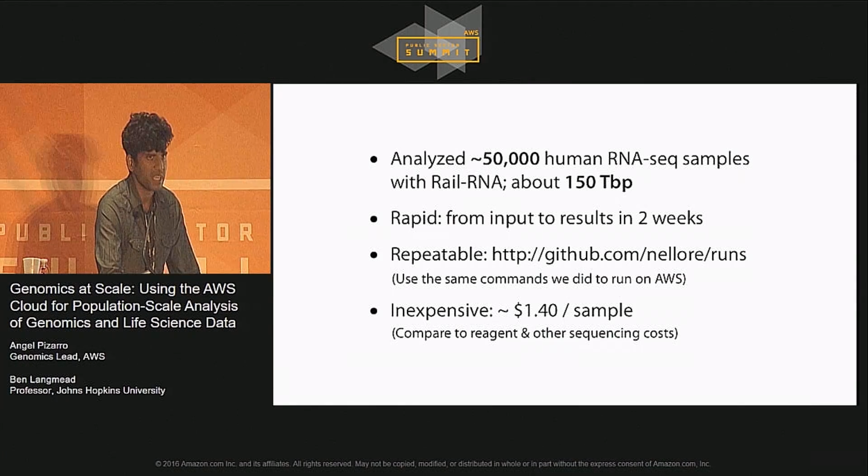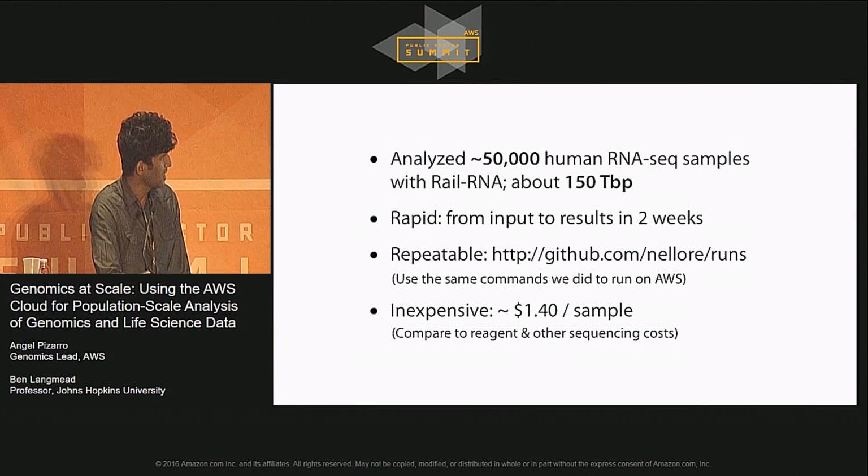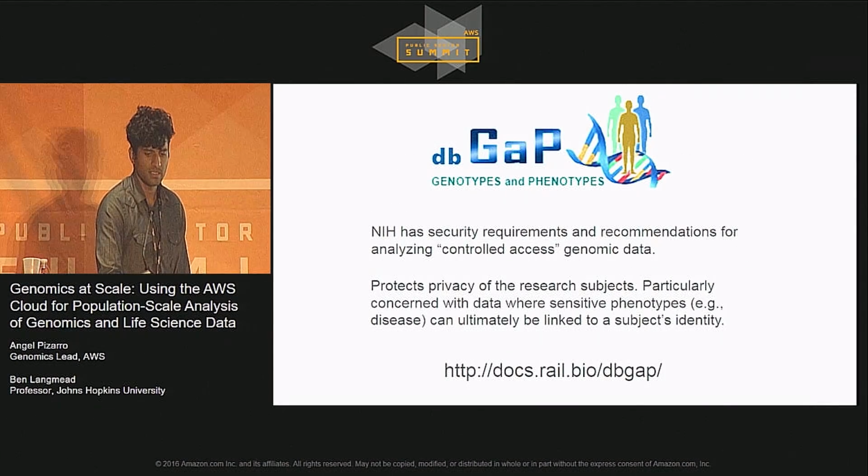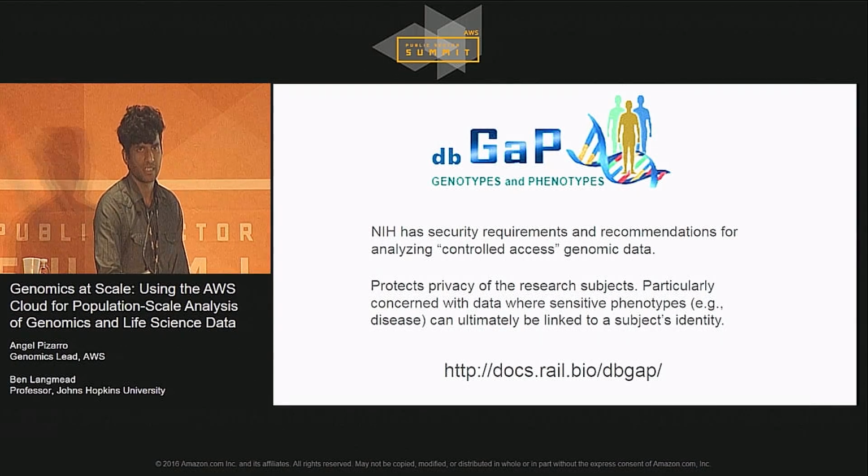Hopefully, making statements like this will encourage adoption of commercial cloud providers, especially Amazon, for hosting raw data and processed data. So speaking of TCGA, it is dbGaP protected, which means that the NIH mandates certain security requirements for analyzing it. It's controlled access data, and it's controlled access to protect the privacy of research subjects. This is especially important for sensitive phenotypes like disease, which can be associated with a subject's identity.